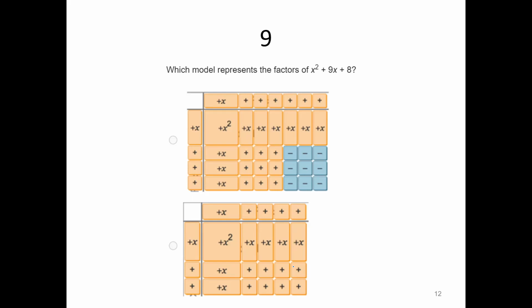All right, so which model represents this right here? Okay, so let's go ahead and draw our table. Last number, middle number. Last number is an 8, middle number is a 9.